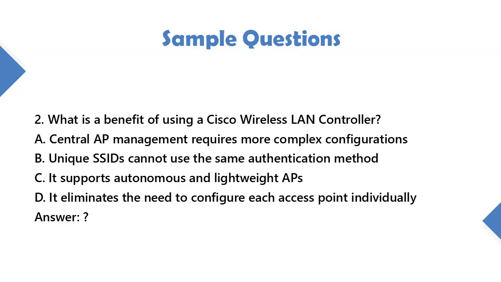2. What is a benefit of using a Cisco wireless LAN controller? A. Central AP management requires more complex configurations. B. Unique SSIDs cannot use the same authentication method. C. It supports autonomous and lightweight APs. D. It eliminates the need to configure each access point individually.